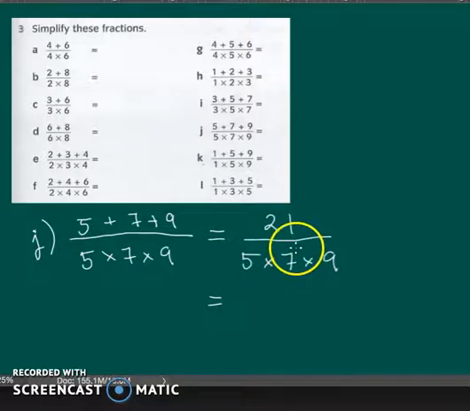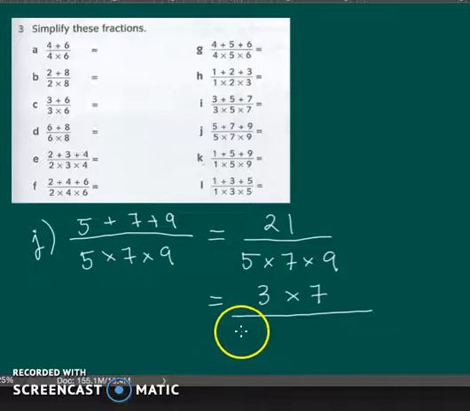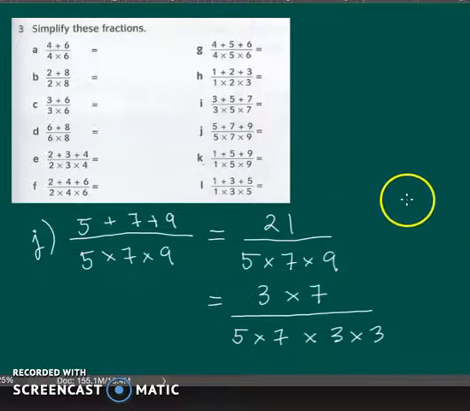Well, how can I express 21 in terms of its factors? I can write it as 3 times 7. And as for the denominator, I can write it as 5 times 7. Those two are already prime. Times, instead of 9, I'm going to write 3 times 3. And now it's really easy to see what common factors there are.